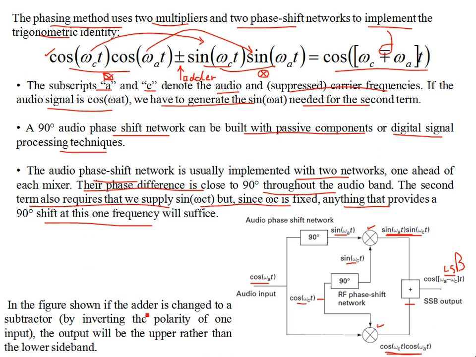Since omega c is fixed, anything that provides a 90-degree phase shift at this frequency will be sufficient. In this figure, if the adder is changed to a subtractor, that means we are going to have an upper sideband. So by inverting the polarity of one input, the output will be the upper instead of the lower sideband. You select the polarity, you can change the polarity of the input, and it's still going to add up, and you can select either the lower sideband or the upper sideband. This method still generates a single sideband modulated signal.